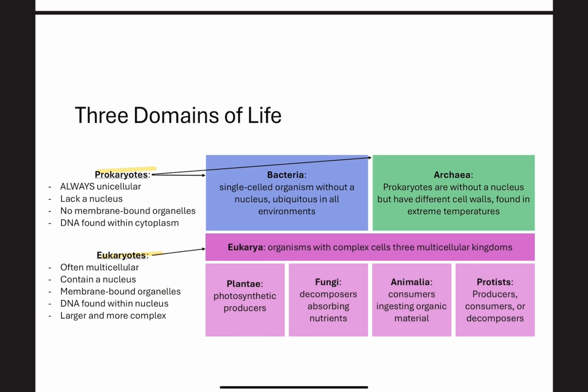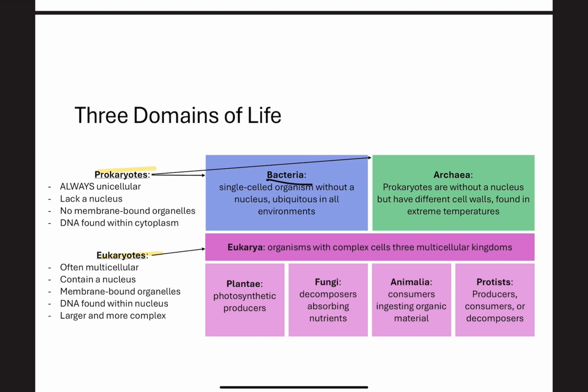It includes inside of that domain different kingdoms: plantae, fungi, animalia, and protists. So talking about the three domains of life, we have bacteria. They are prokaryotic, unicellular, and found everywhere. Then we have archaea. Archaea is also prokaryotic, but they are genetically different, and they often live in extreme environments. And then we have eukarya. Eukarya is its own domain, and it includes all eukaryotic life, from single-celled protists to complex animals and plants.